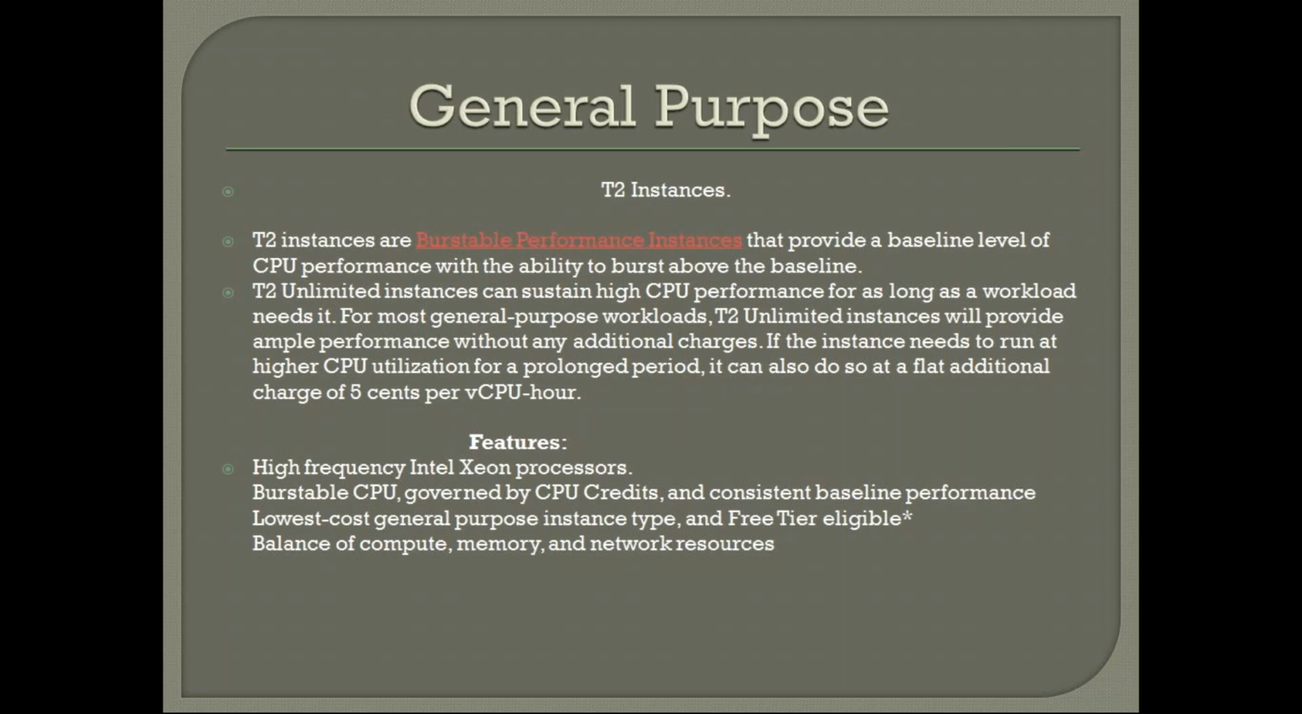T2 is a general purpose instance. These are burstable performance instances that provide a baseline level of CPU performance with the ability to burst above the baseline. What they are saying in this line is that these are basic-level CPU instances with basic CPU performance, with the ability to burst above the baseline. For example, if this instance has 2 cores of CPU, it can extend up to 4 cores. So these are the basic instances.